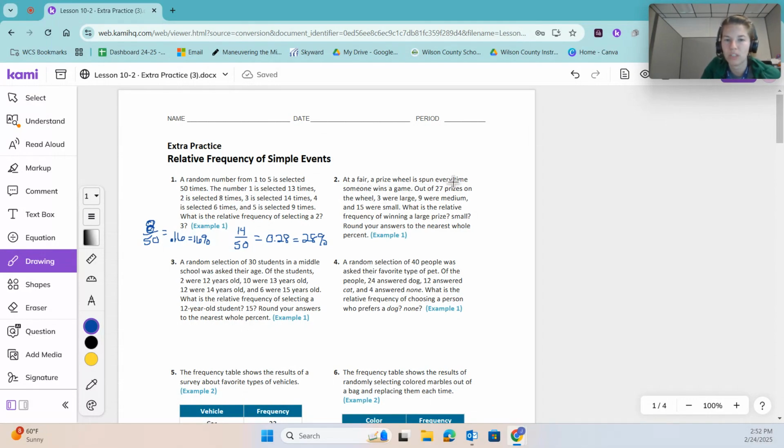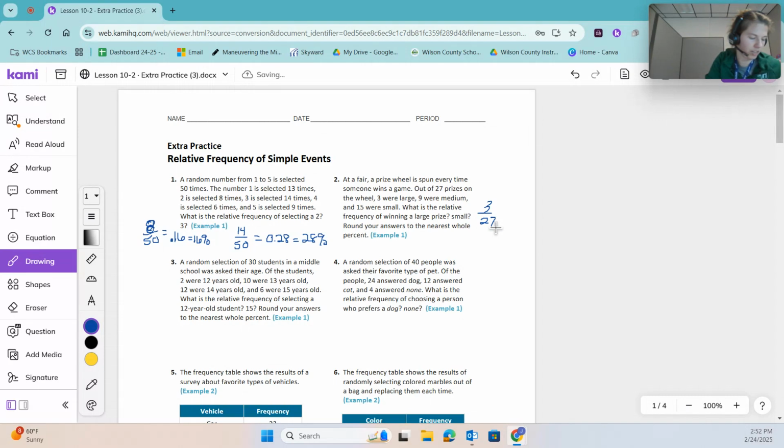At a fair, a prize wheel is spun every time someone wins a game. Out of 27 prizes on a wheel, 3 were large, 9 were medium, and 15 were small. What is the relative frequency of winning a large prize? A large prize was 3 out of 27.